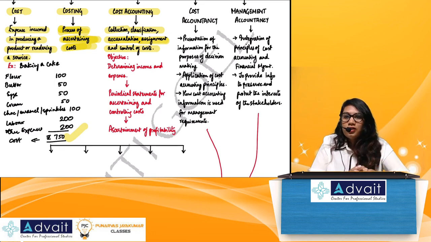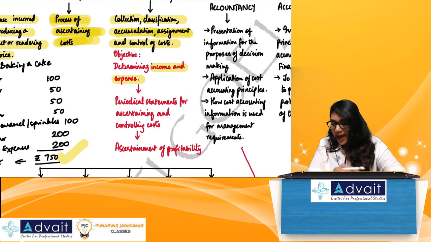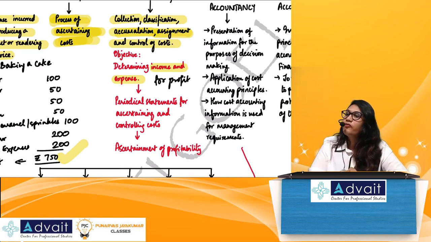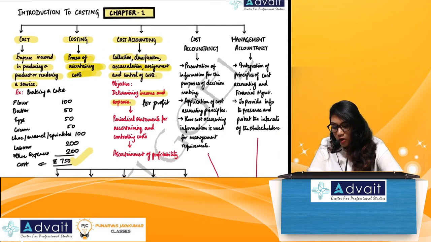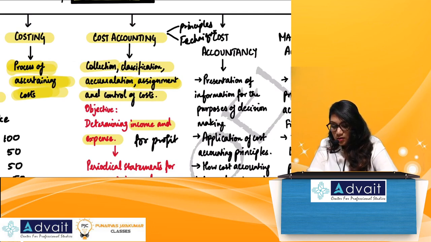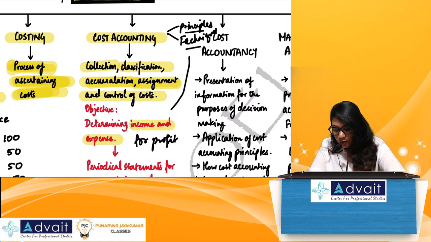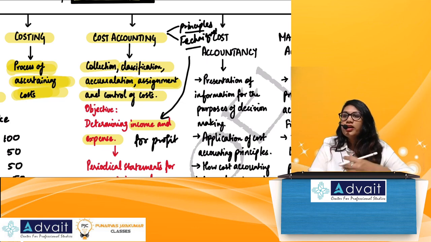Correct? And that is the main aim of cost accounting. Is that okay, guys? So the objective is income and expense, for what? For profit. Now cost accounting has various principles and various techniques, and these principles and techniques are going to be used in the process of determining the profit. And this is what we are going to study in this particular subject.